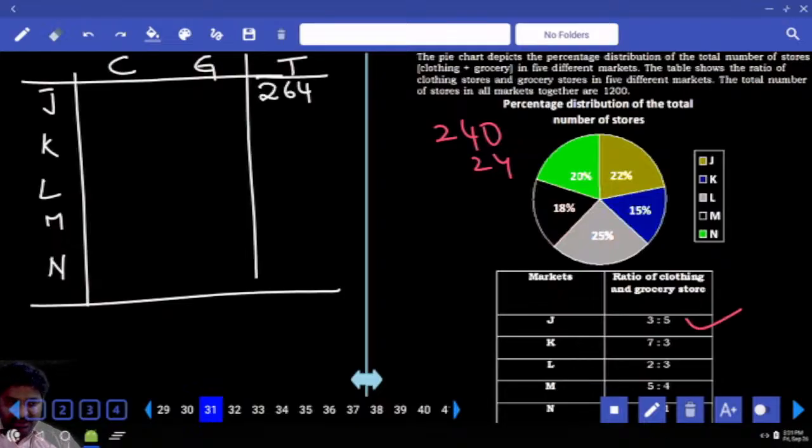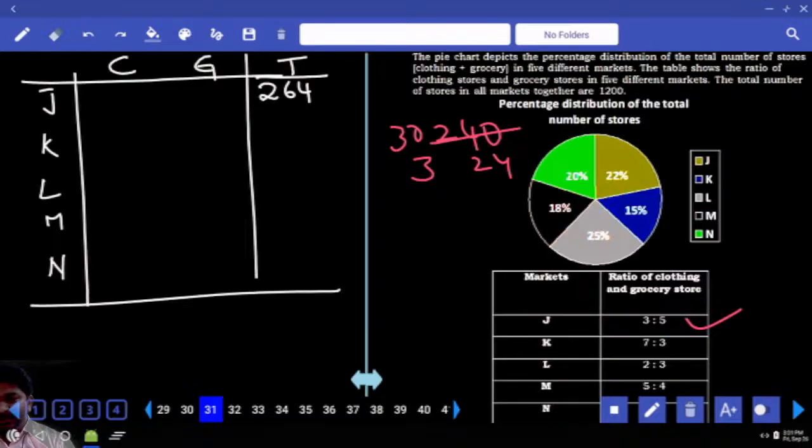264 is divided into 8 parts. Then each part will be 33. 3 times 33 is 99. Remaining 165 comes here.